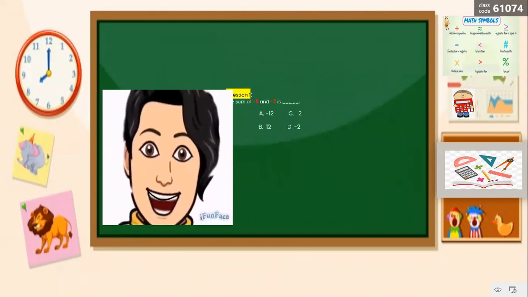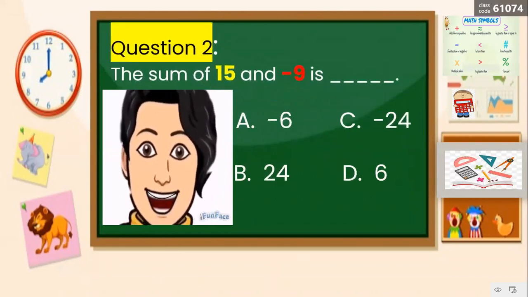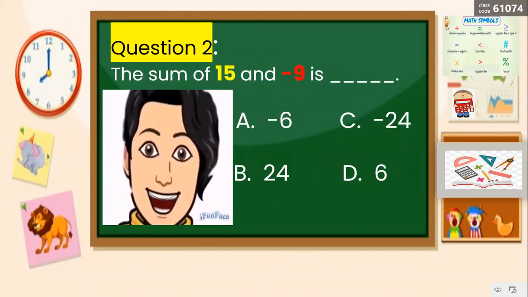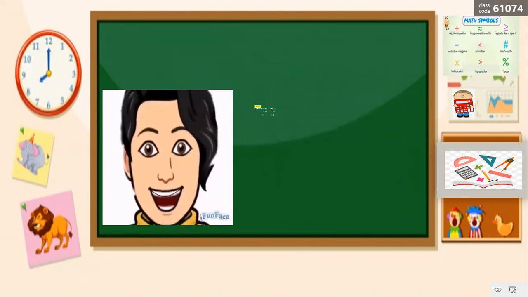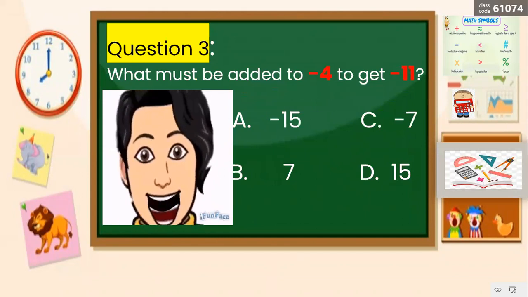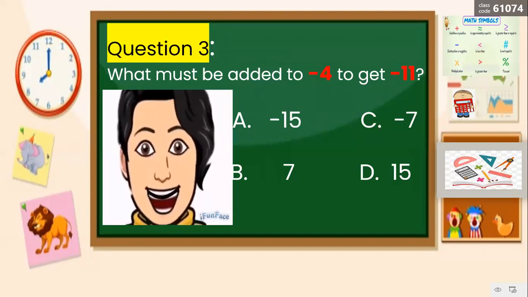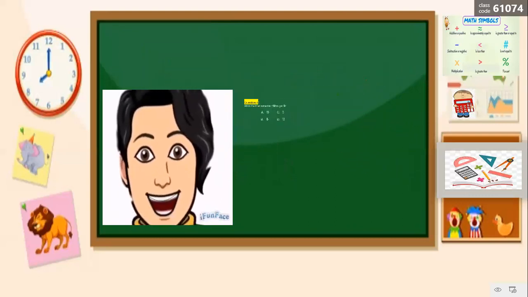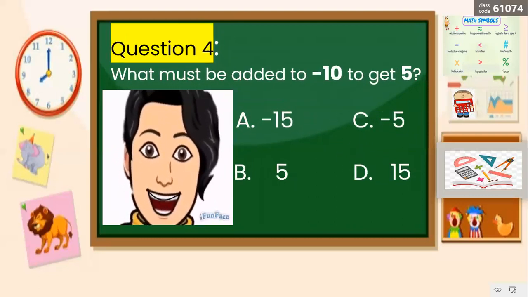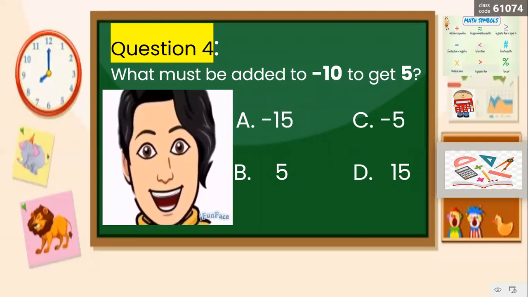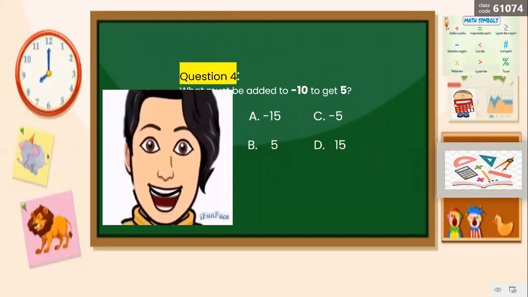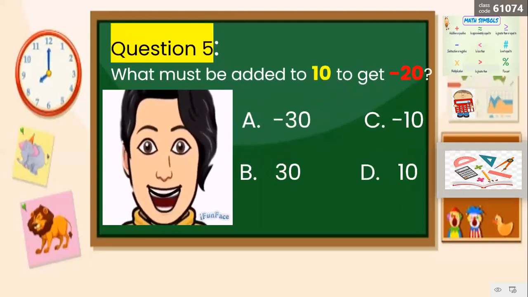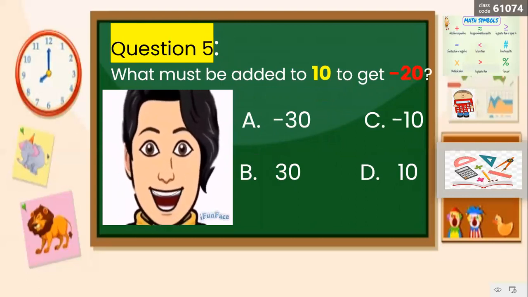Next, number 2. The sum of 15 and negative 9 is blank. What is the missing number? Next, number 3. What must be added to negative 4 to get negative 11? Next, number 4. What must be added to negative 10 to get 5? And last question. What must be added to 10 to get negative 20?